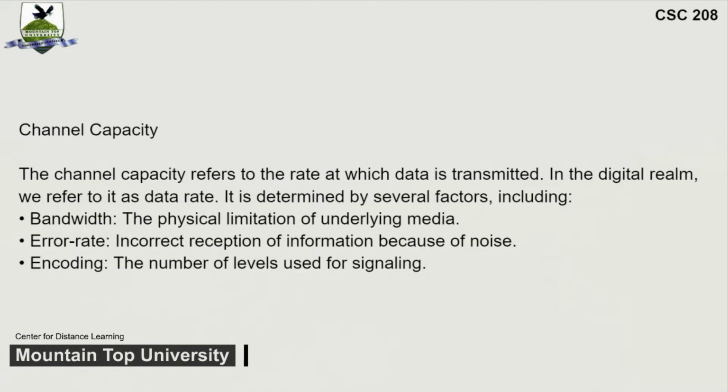Channel capacity. The channel capacity refers to the rate at which data is transmitted. In the digital realm, we refer to it as data rate. It is determined by several factors, including bandwidth, the physical limitation of the underlying media; error rate, incorrect reception of information because of noise; and encoding, the number of levels used for signaling.